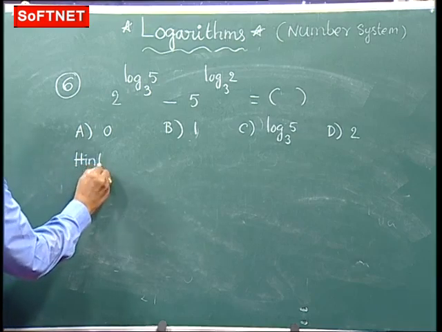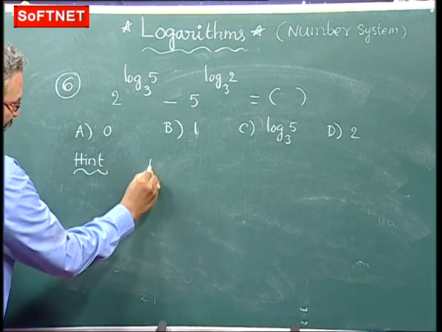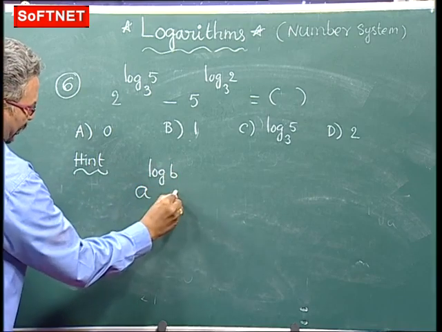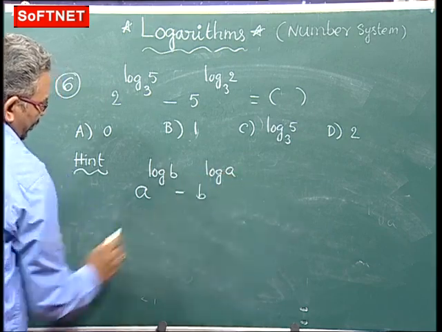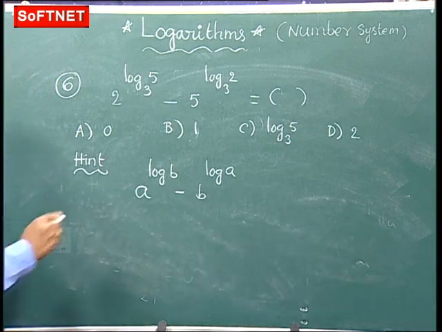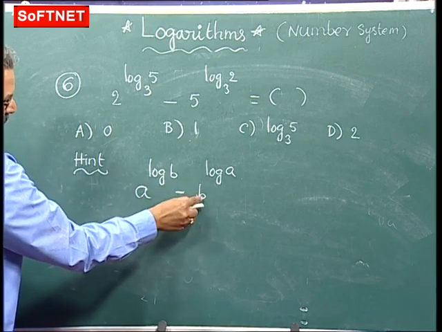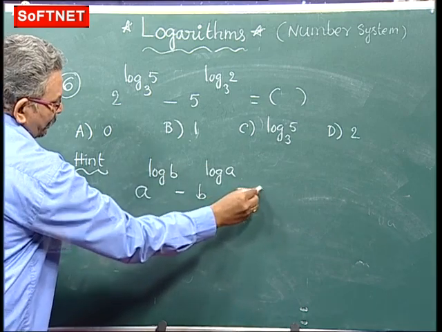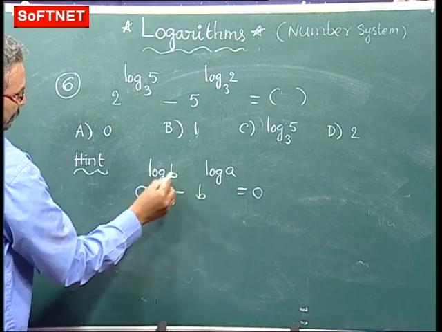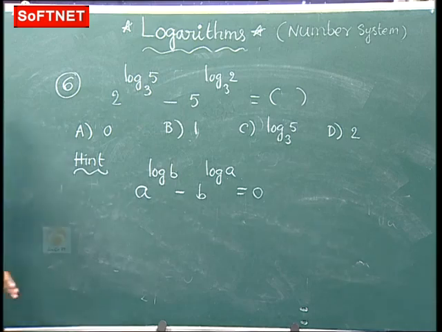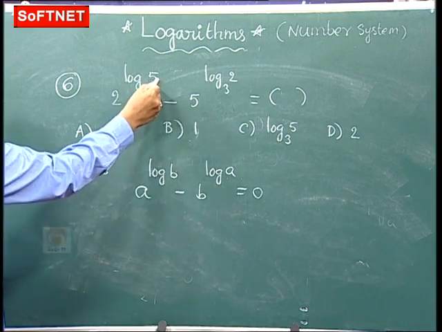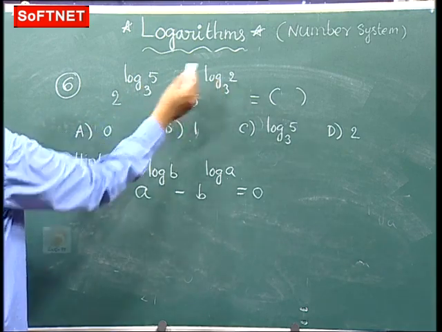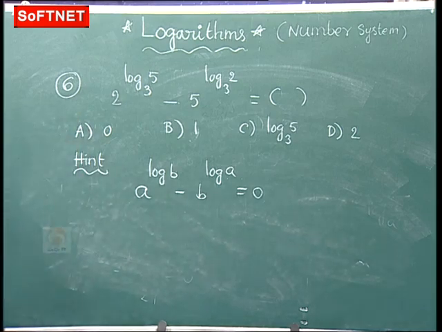So what is the generalization? You better remember this one: a to the power of log b minus b to the power of log a is always 0. Observe very carefully here, the base must be common. Here the base 3 is common. Now according to this generalization, 2 to the power of log 5 minus 5 to the power of log 2 obviously becomes 0 itself. So the first option is the right option.